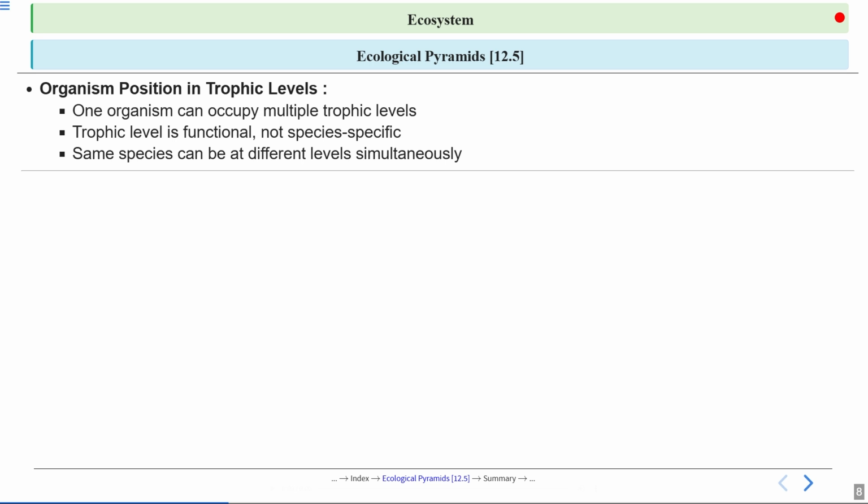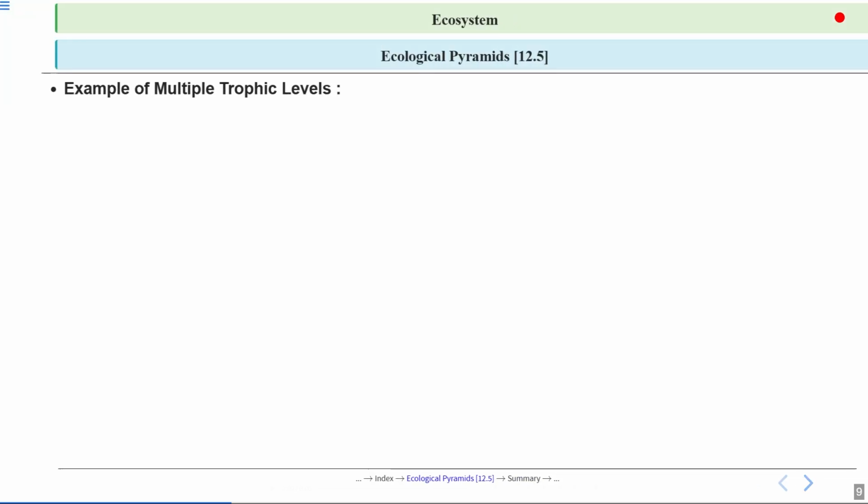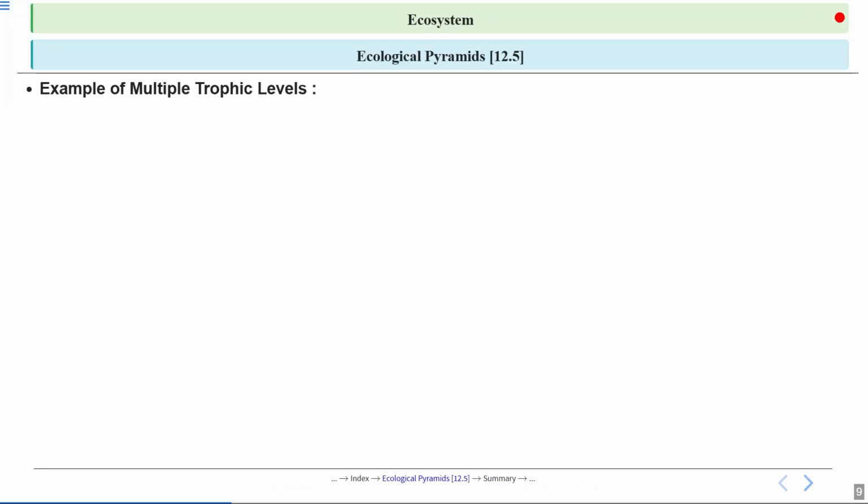Yeah. So you can see the same species can be at different levels simultaneously. Okay, means they can be primary consumers, and they can also be secondary consumers or tertiary consumers as well. Let's have a look at an example of multiple trophic levels. Okay, let's take the example of a sparrow.